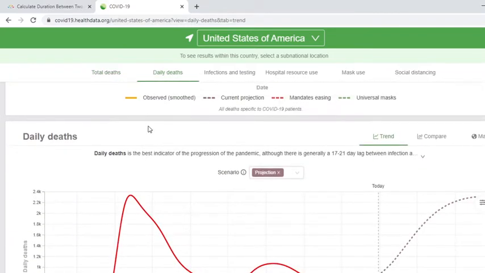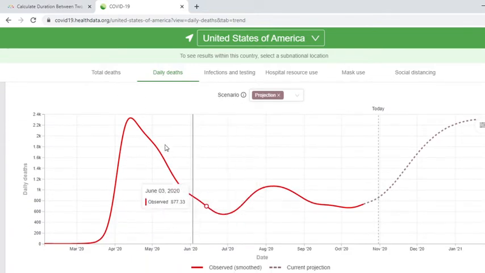The next thing I want you to notice is this right here. Daily deaths is the best indicator of the progression of a pandemic. The best indicator of the progression of a pandemic, not cases. Yet all the news media wants to talk about is cases. Okay, let's zoom down. Let's take a look at their model.